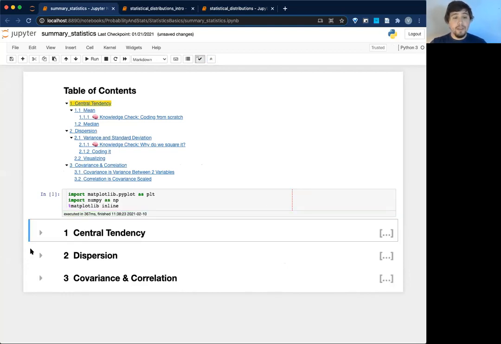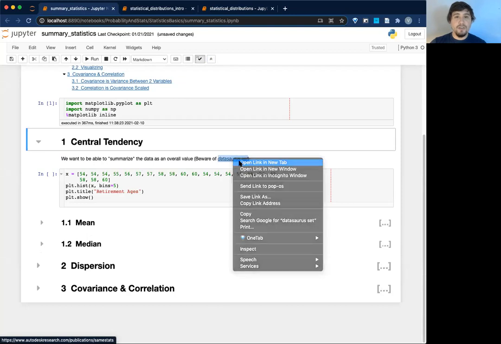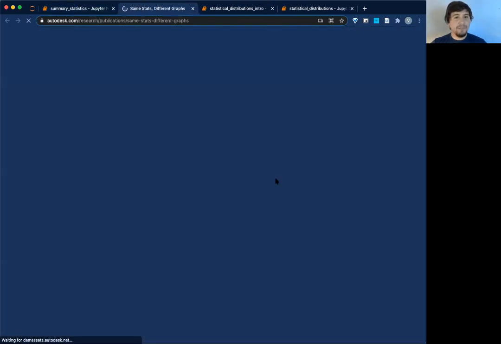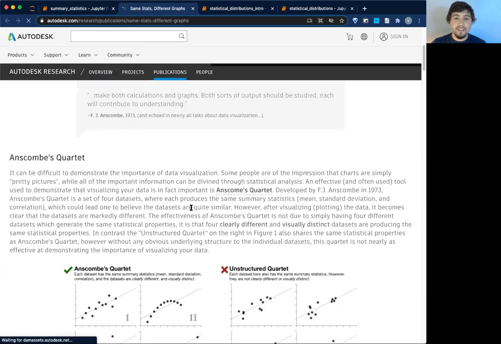So central tendency. What we're going to do here, I think I actually showed you all about this data set, which is, here we go. Internet's slow. You guys see that loading?